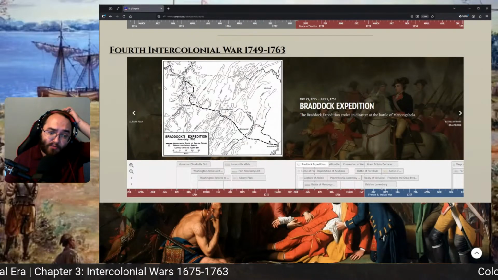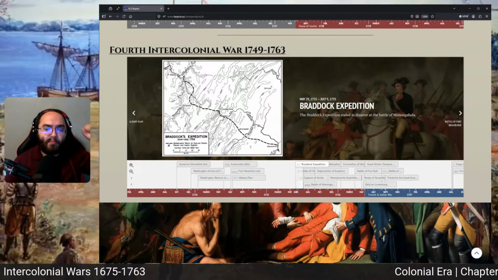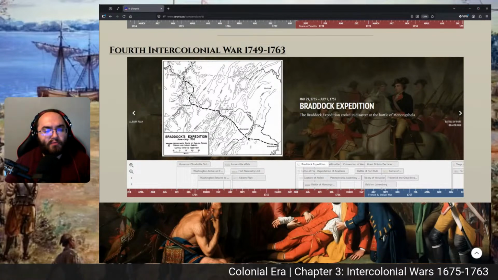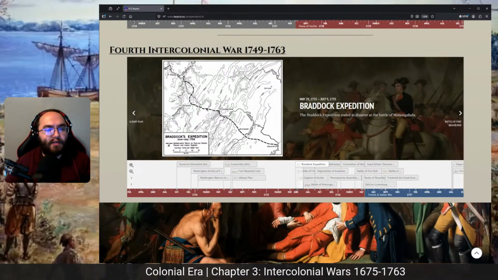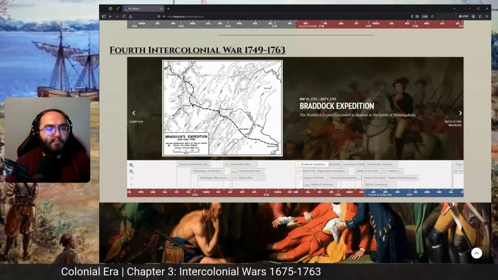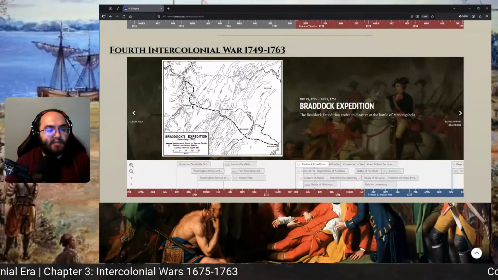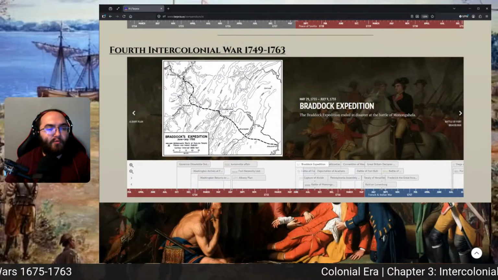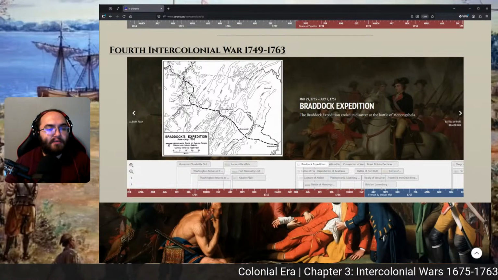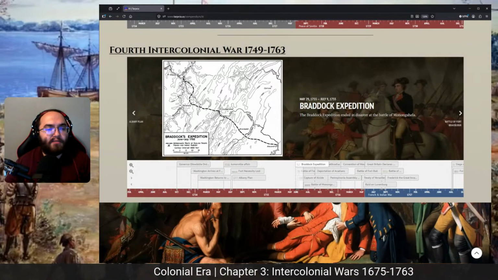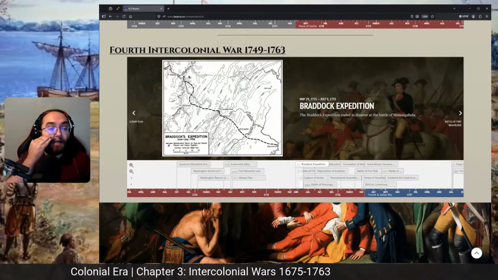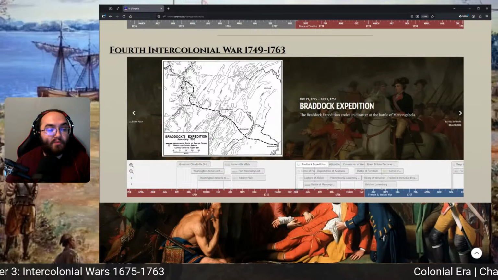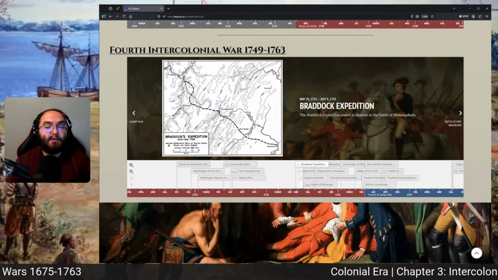And so he's going to be going from Alexandria in Virginia. He's going to traverse the Appalachians, go right to Fort Necessity, and then make his way all the way to the Ohio River Valley. And he will be met and ambushed and killed. His expedition will fail here.